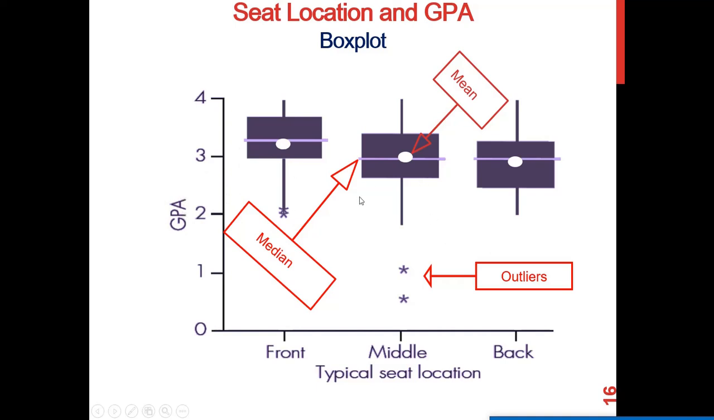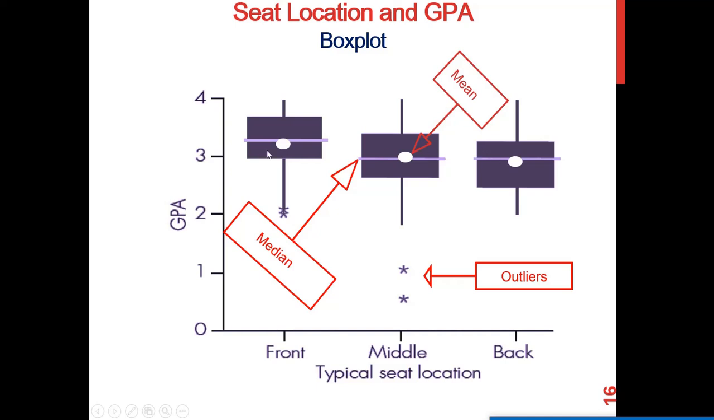Now what do these box plots indicate? First of all, how is it drawn? This purple line around the middle of the box is known as the median. What is the median? The median is that observation which divides the data into two equal parts. So 50% of the data points are below this line, and 50% are above it. We can see that for front benchers the median score is higher compared to middle and back, but for middle and back benchers it is almost the same.